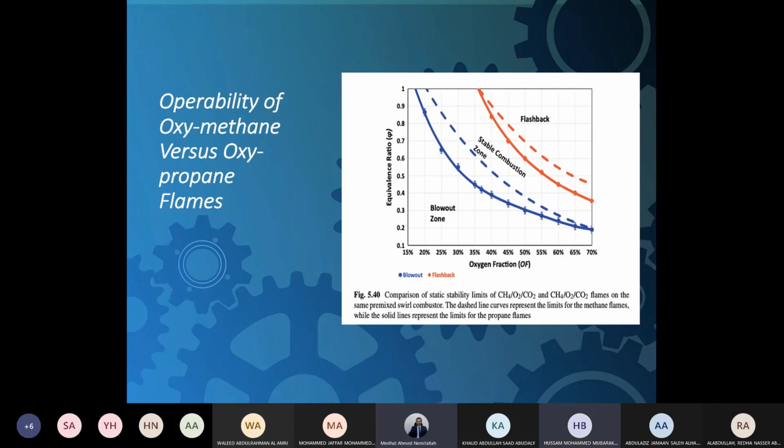In addition, the propane flame has a wider flame stability region than the methane flames. We can conclude that the oxy-propane flames are more stable at lower oxygen fraction and higher equivalence ratio, whereas the oxy-methane flames are more stable at higher oxygen fraction and lower equivalence ratio.